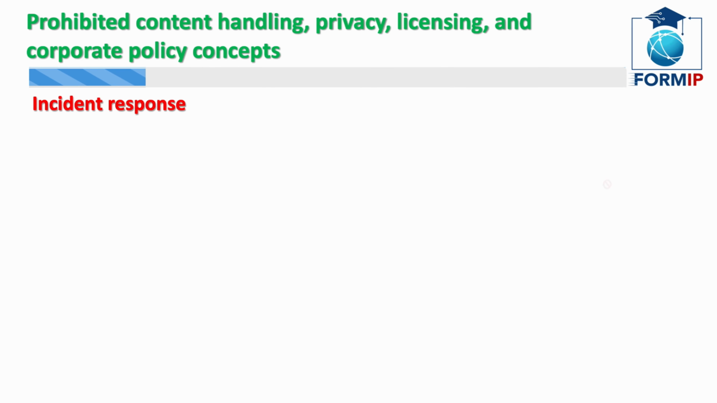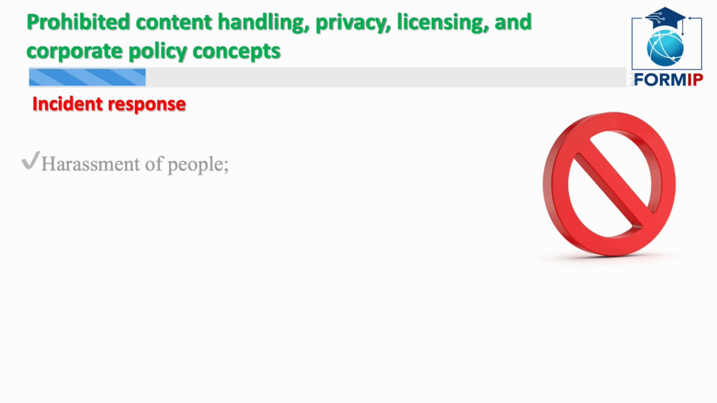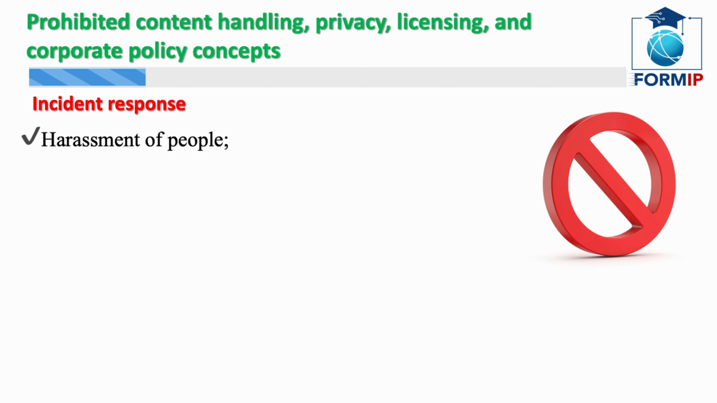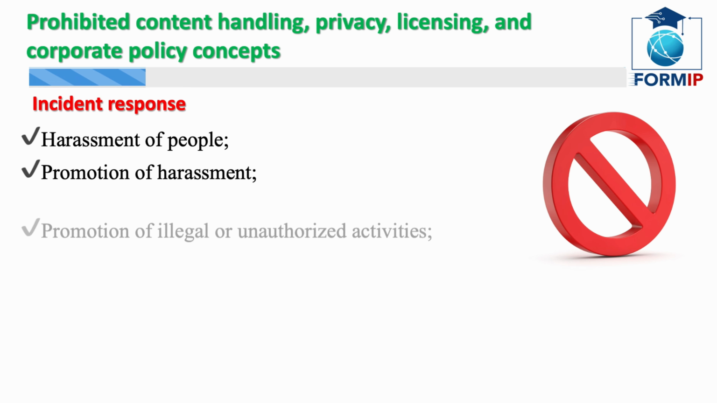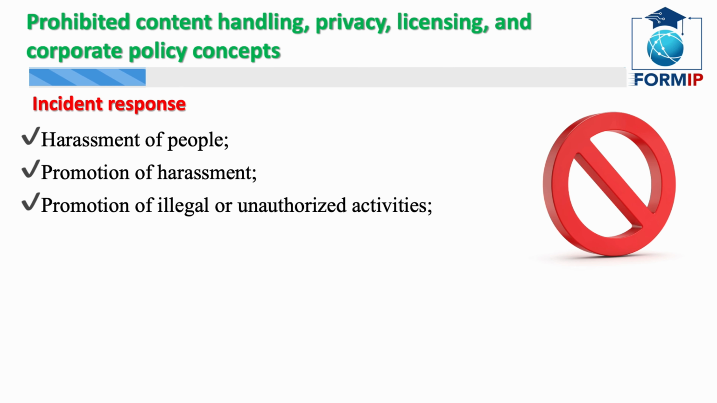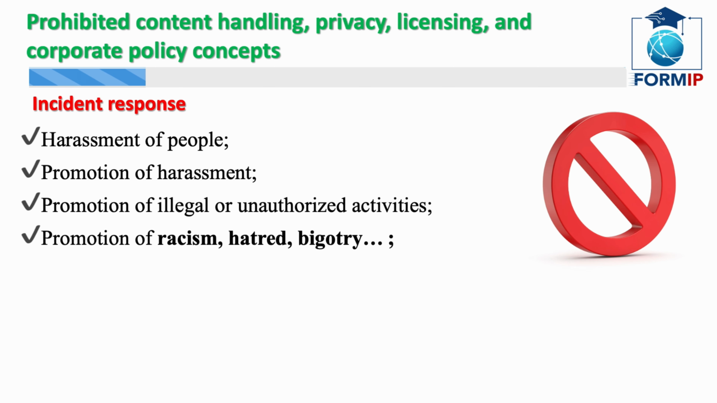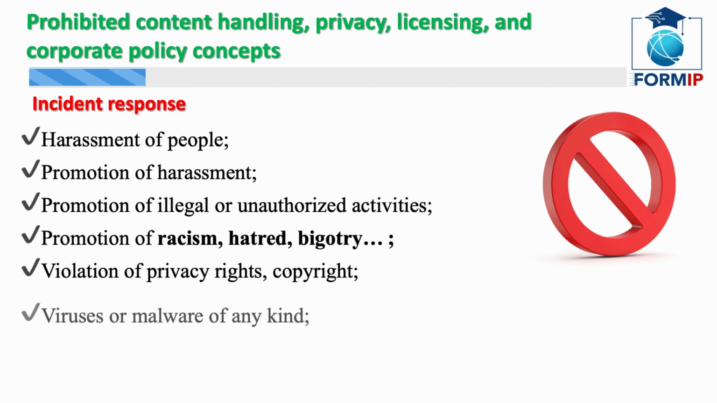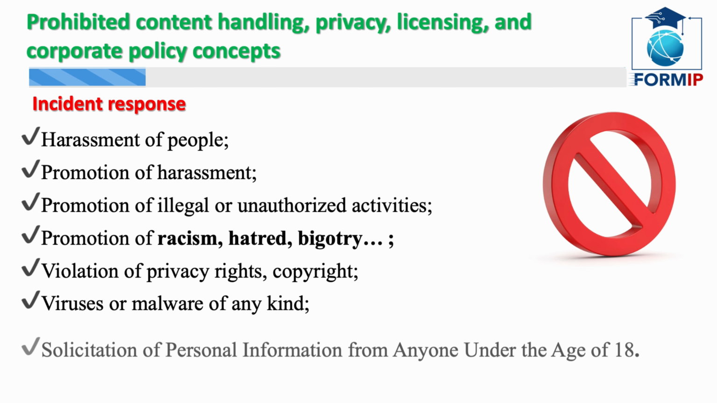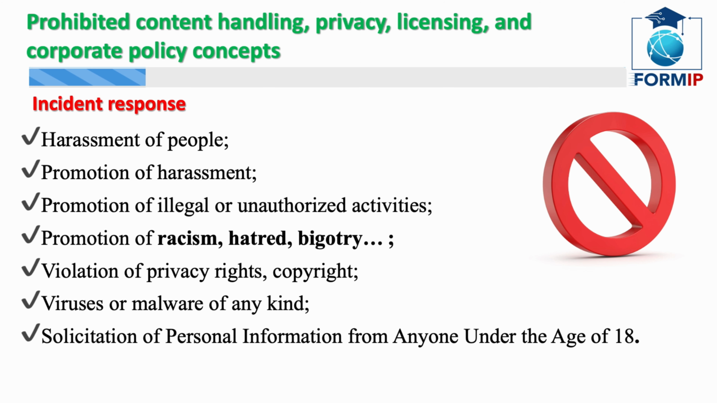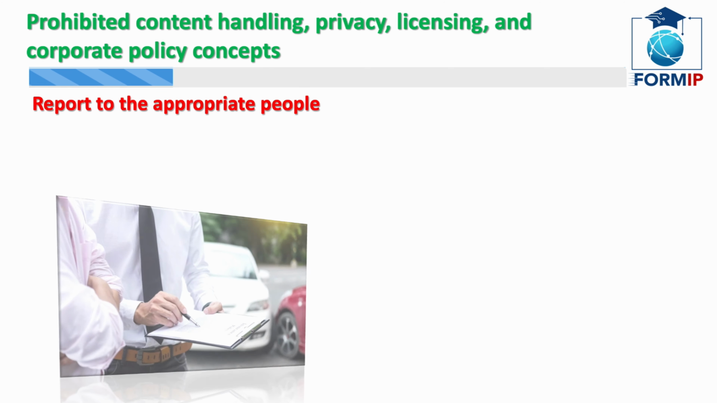Prohibited activities generally fall into the following categories: harassment of people, moral, sexual, violence, etc., promotion of harassment, promotion of illegal or unauthorized activities, promotion of racism, hatred, bigotry, etc., violation of privacy rights, copyrights, etc., viruses or malware of any kind, solicitation of personal information from anyone under the age of 18. This list may be different from company to company.